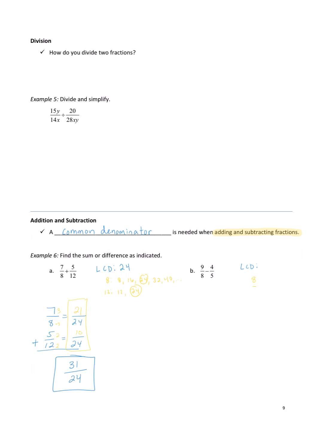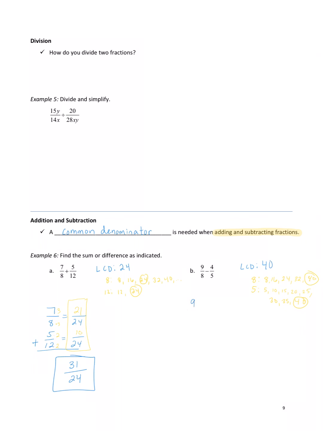We have an 8 and a 5. 8 times 1 is 8, 8 times 2 is 16, 8 times 3 is 24, 8 times 4 is 32, 8 times 5 is 40. Well, if we do the same thing for 5, 5 times 1 is 5, then 10, 15, 20, 25, 30, 35, and 40. So we have our 40, therefore we know the least common denominator is 40.